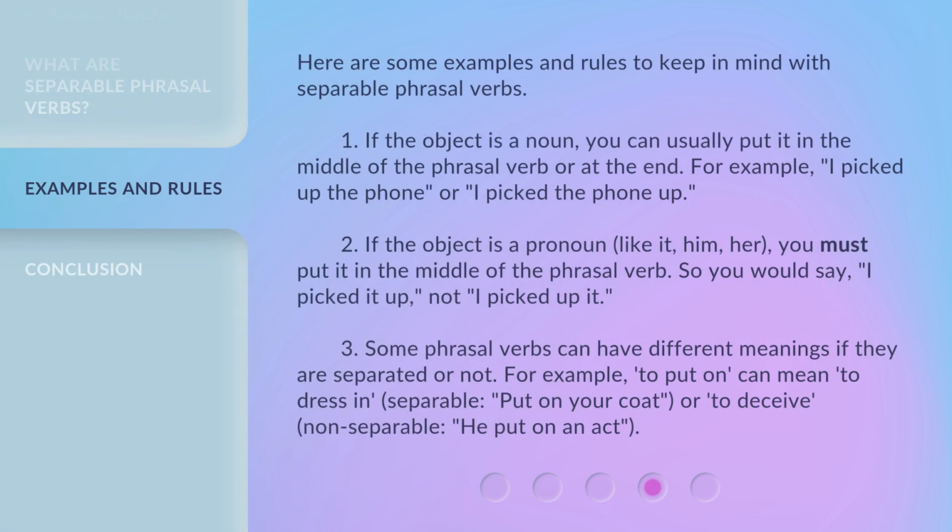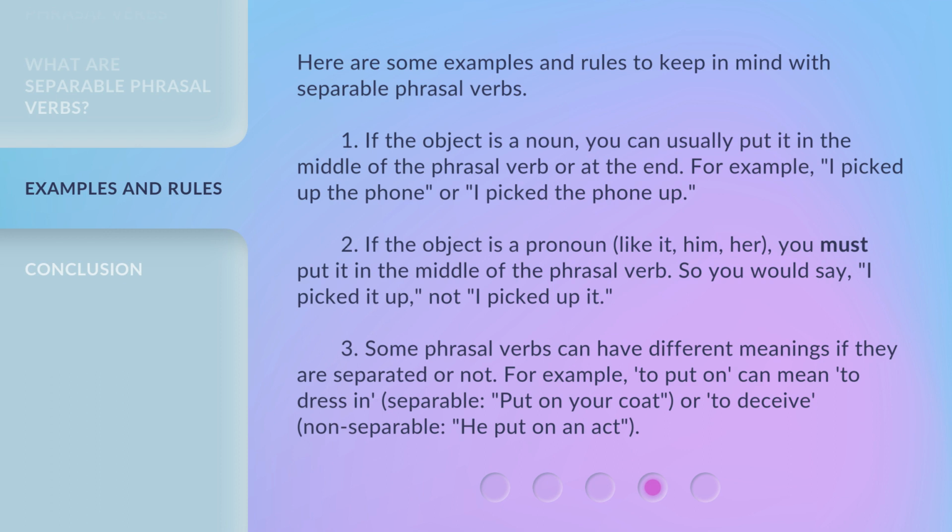Here are some examples and rules to keep in mind with separable phrasal verbs. 1. If the object is a noun, you can usually put it in the middle of the phrasal verb or at the end. For example, I picked up the phone, or I picked the phone up. 2. If the object is a pronoun, like it, him, her, you must put it in the middle of the phrasal verb. So you would say, I picked it up, not, I picked up it.